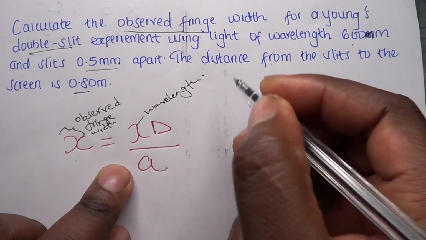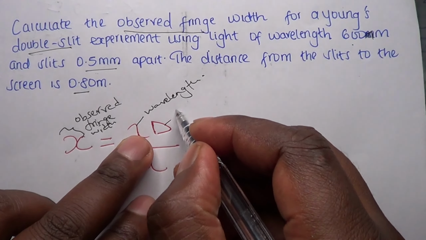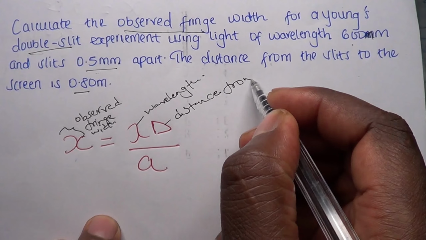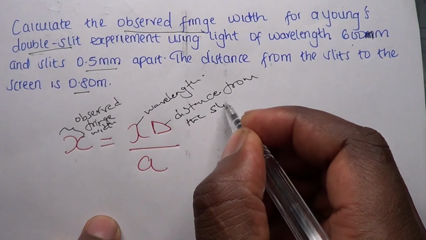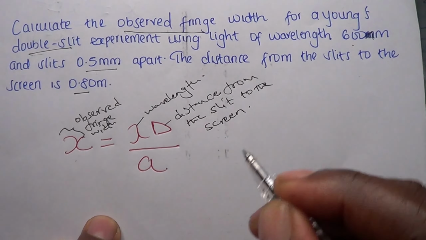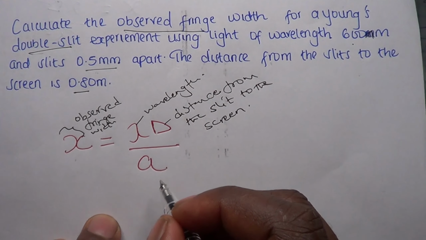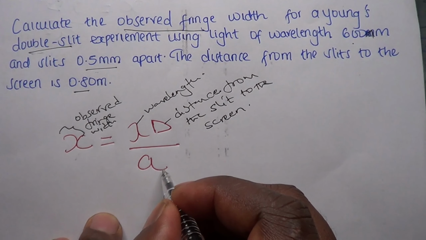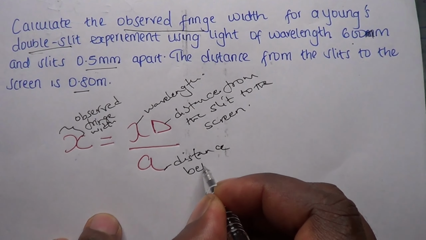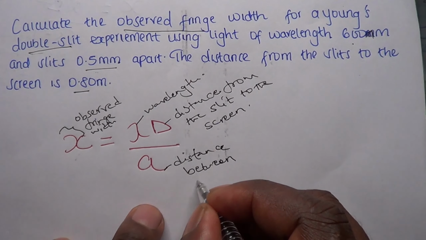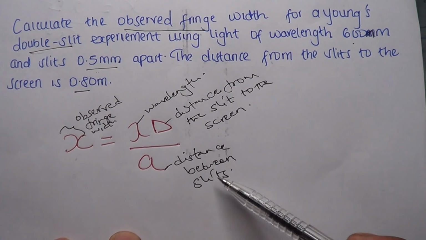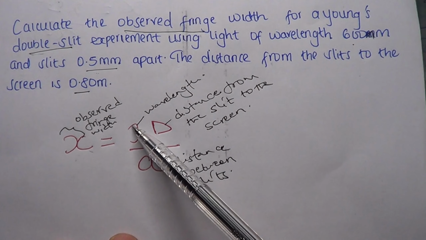of the light. Then D is the distance from the slit to the screen. Then a here is the distance between slits.